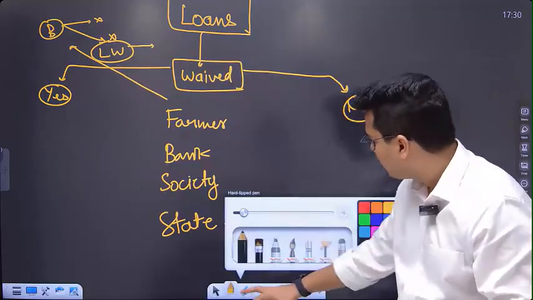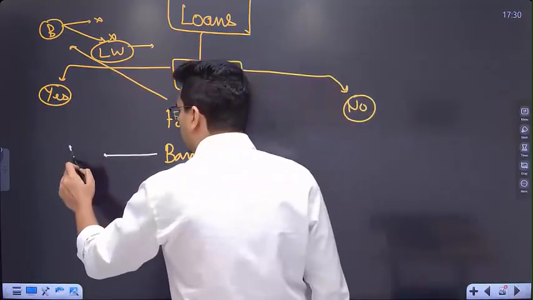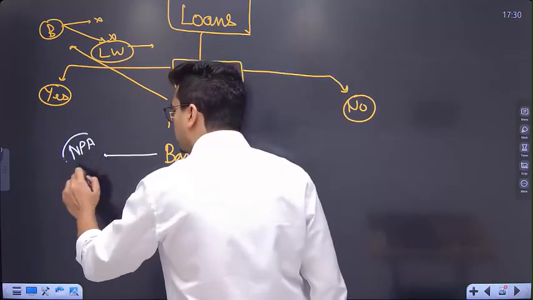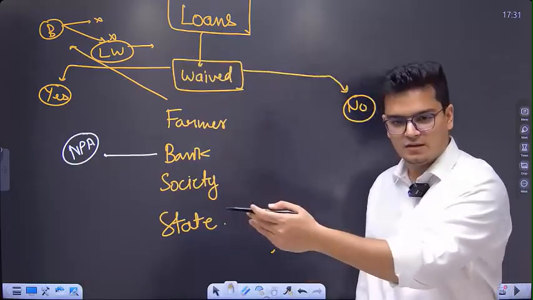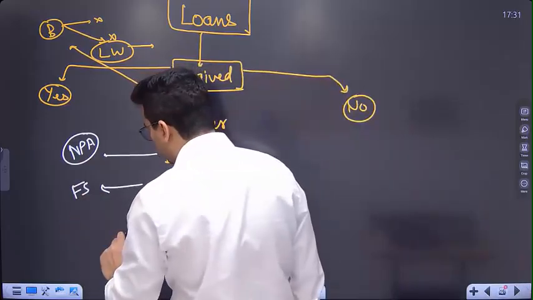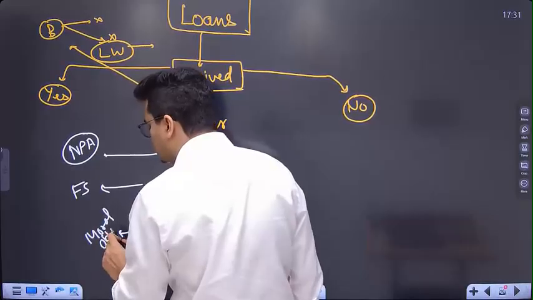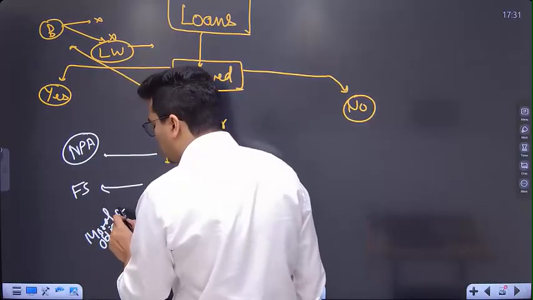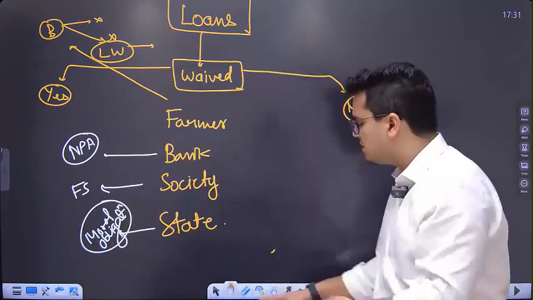Now, for the banks, it helps clear their non-performing asset loans for once. For the society, it ensures food security. And the state has a certain moral obligation to look towards the sector that is in distress. These are the arguments in favor.